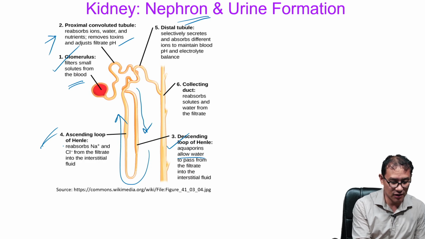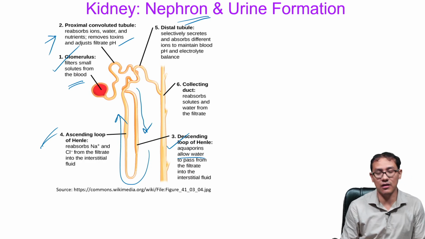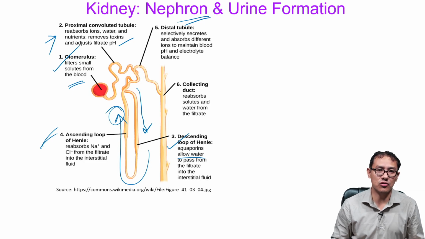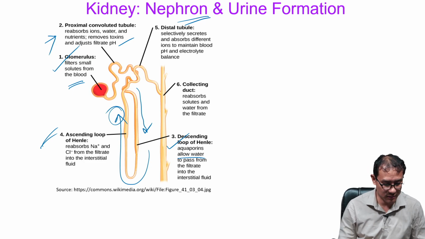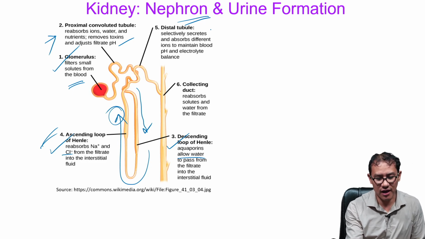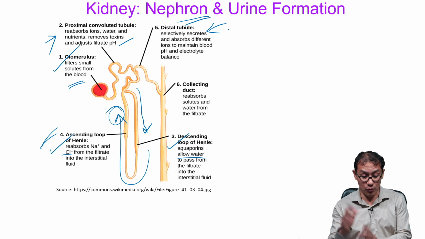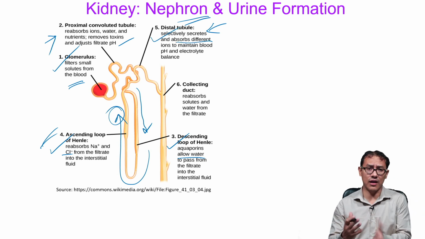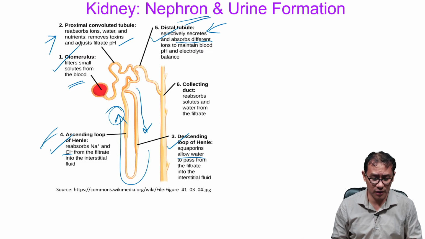Then in the ascending limb of the loop of Henle, especially the thicker part, water permeability is not there. So, it is also known as the diluting segment. It reabsorbs sodium and chloride from the interstitial fluid, and then we have the DCT, the distal tubule. It selectively excretes or reabsorbs different ions and electrolytes, and maintenance of pH is also there.